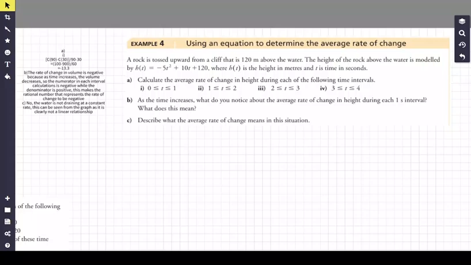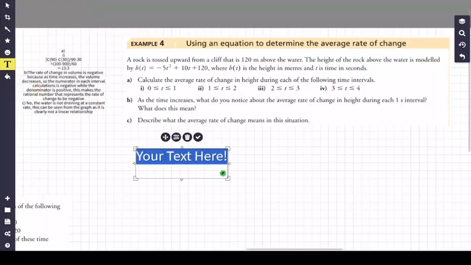Okay, that sounds interesting. Let's calculate the average rate of change in height during each of these following intervals. This time, we'll be using purely functions. We haven't done that before. Some of these we could just see with a graph, others we could just plug in. But this is the first one where we'll actually be using functions.